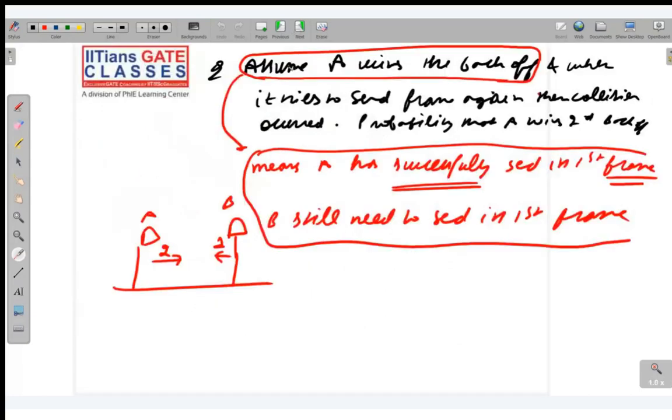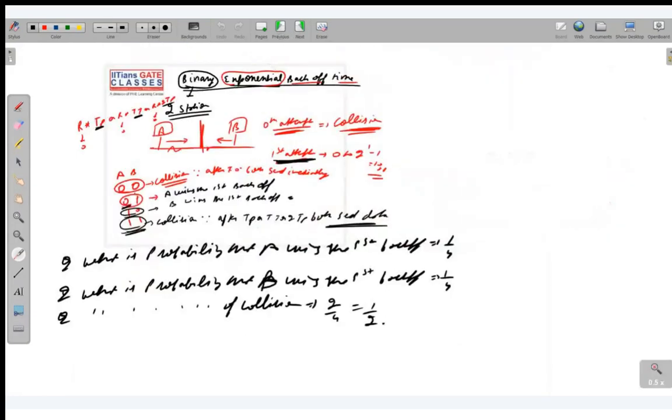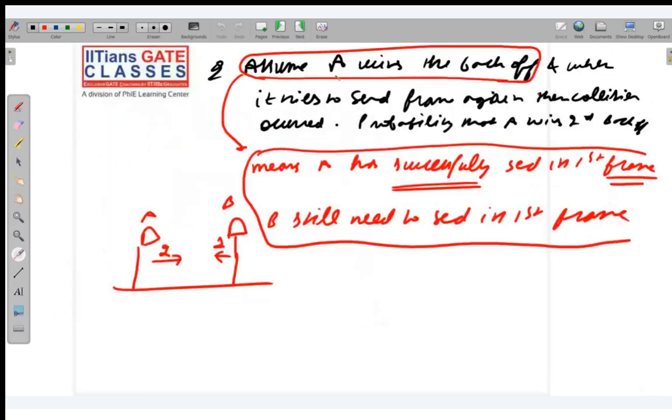Now I am saying that assume A wins the first back off. Everything is given like this, and now they are saying that A wins the first back off. That means A successfully sent the first frame, but B still needs to send its first frame. B is at the first frame only, A is sending the second frame. And when it tries to send a frame again, collision occurs. So when A tries to send the second frame, collision occurs. With which collision occurred? B's first frame and A's second frame both collide.